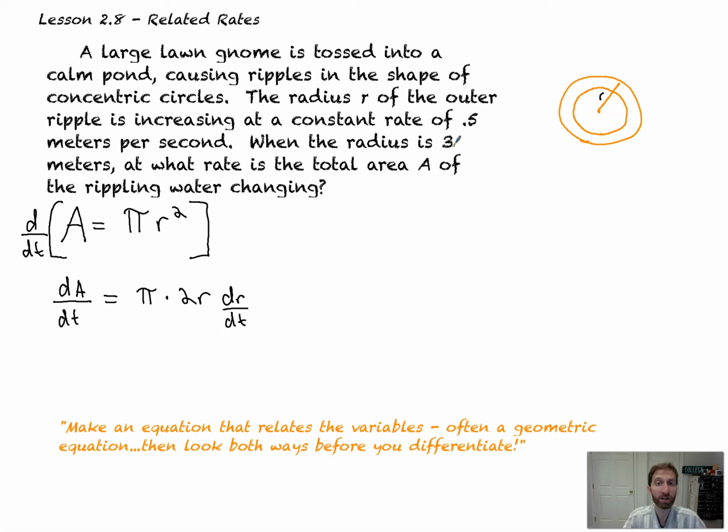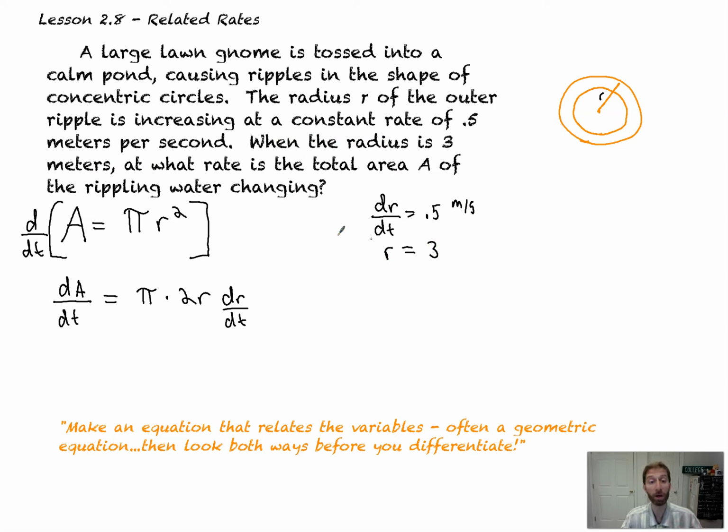Now we go and look to see what variables we have and how they relate with this. So we know that the radius is increasing at a constant rate of 0.5. Increasing implies that's a rate, a derivative, a velocity, if you will. So dr/dt, the rate at which the radius is changing as time changes, is equal to 0.5. And you can put units if you want. When the radius is 3 meters, so at the instant the radius is 3 meters.